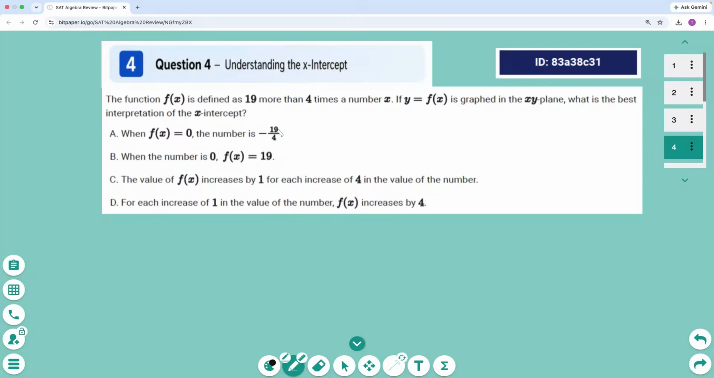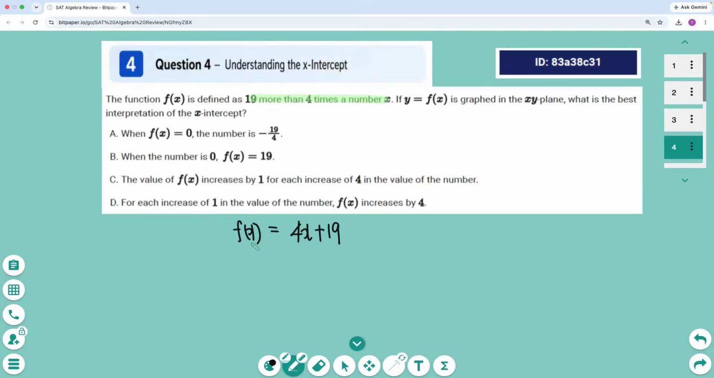Question number 4. The function f of x is defined as 19 more than 4 times a number x. If y equals f of x is graphed in the xy-plane, what is the best interpretation of the x-intercept? First, write the function f of x is equal to 19 more than 4 times a number x. So this is 4x plus 19.